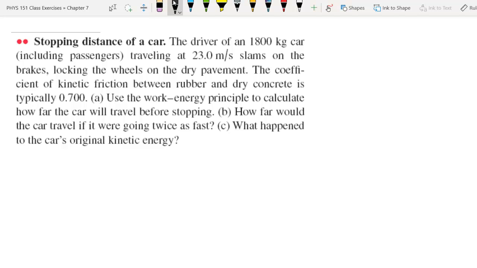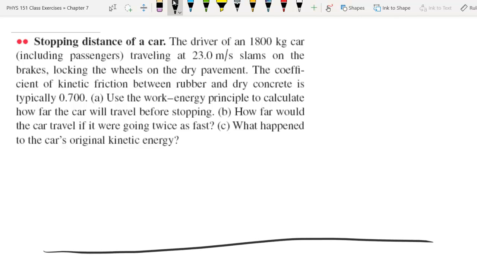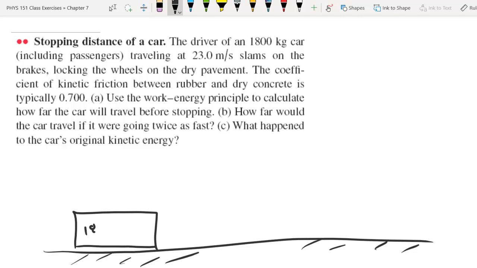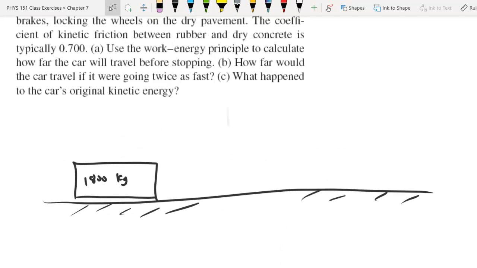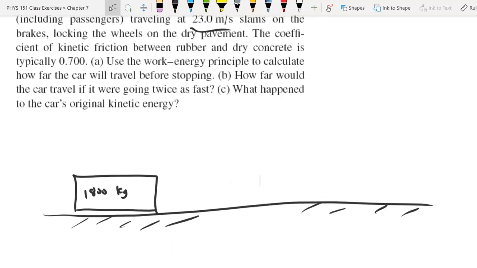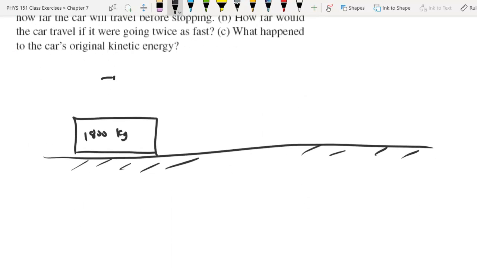Okay, let's take a look at this exercise where we're going to calculate the stopping distance of a car. So we have a car on a level surface here, even if my line isn't level there. It's an 1800 kilogram car, and it's traveling along at some initial velocity. I believe they give us here 23 meters per second. So it's cruising along here.